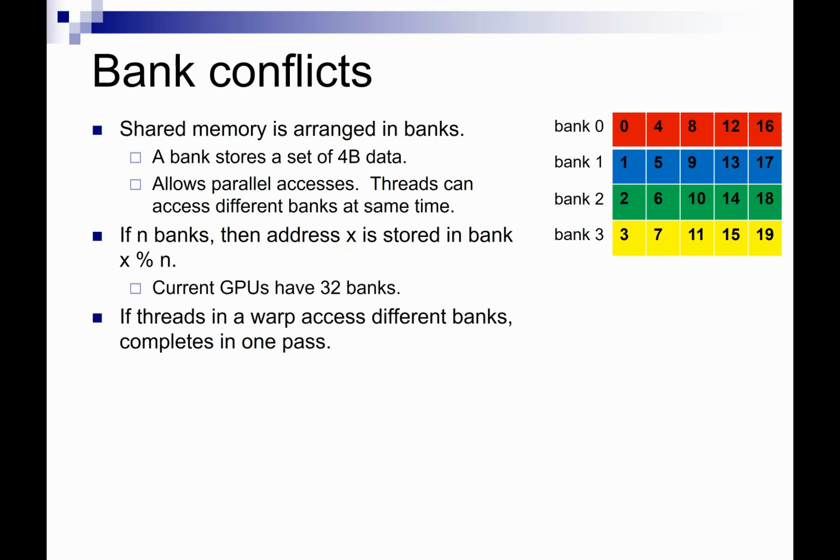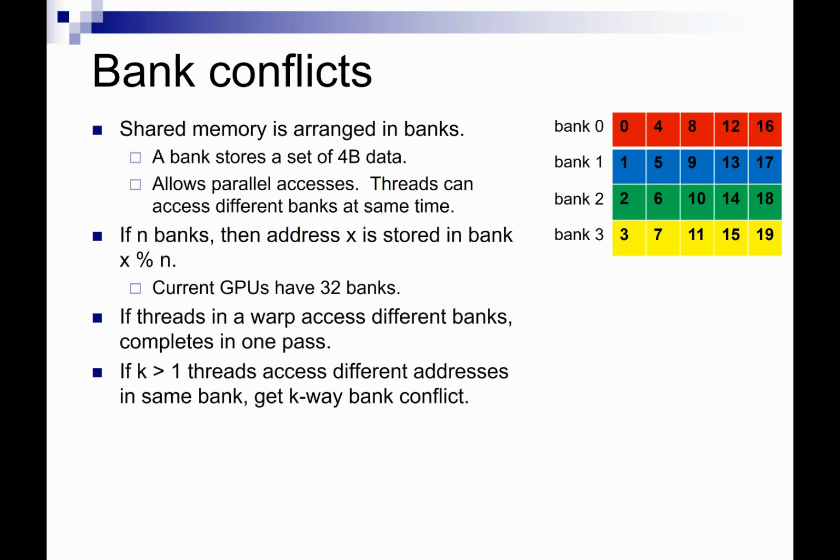As I said, if the threads within a warp access different banks, it just takes 1 pass. If they access banks 0, 1, 2, 3, it finishes in 1 pass. However, if you have multiple threads accessing the same bank, say 3 threads, then you get a k-way bank conflict, and the accesses take k passes to finish. So k times slower.